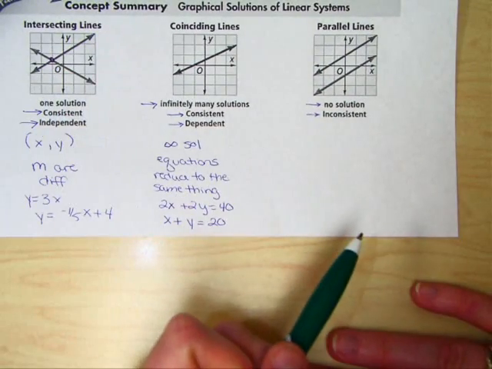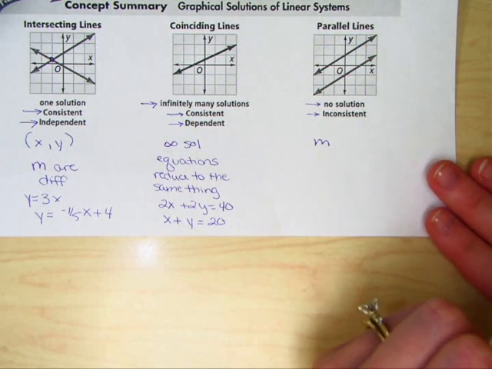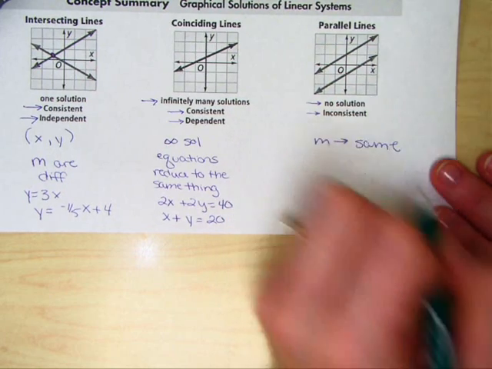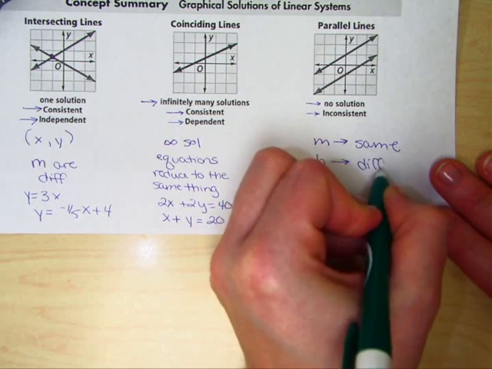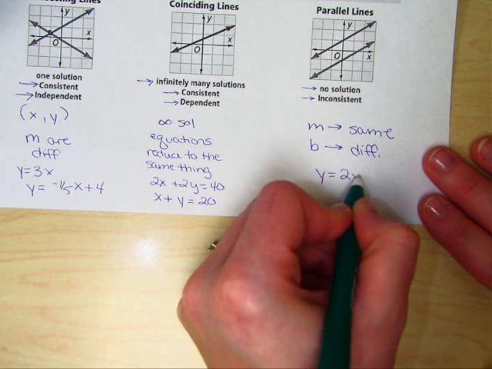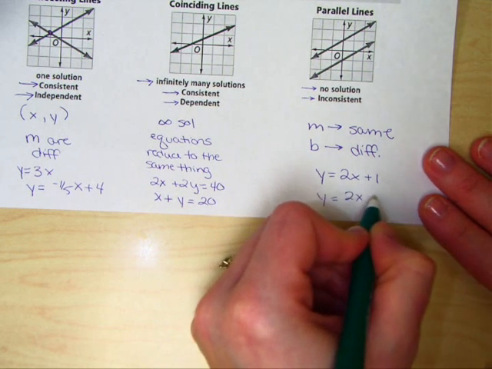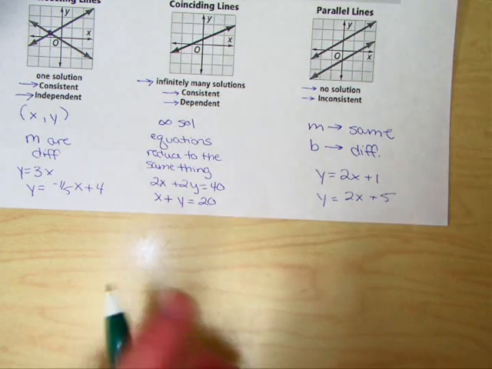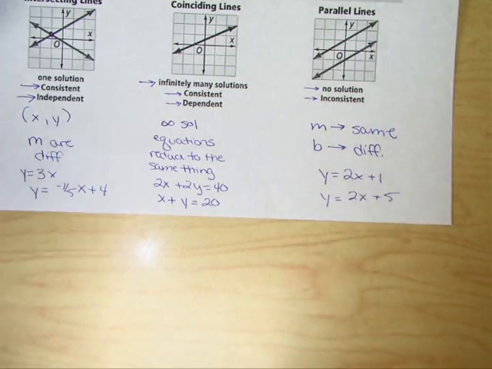The last example would be parallel lines. In these ones, the slopes, abbreviated as m, are the same, but the y-intercept must be different. For example, y equals 2x plus 1 and y equals 2x plus 5. We're going to apply this on the next page.